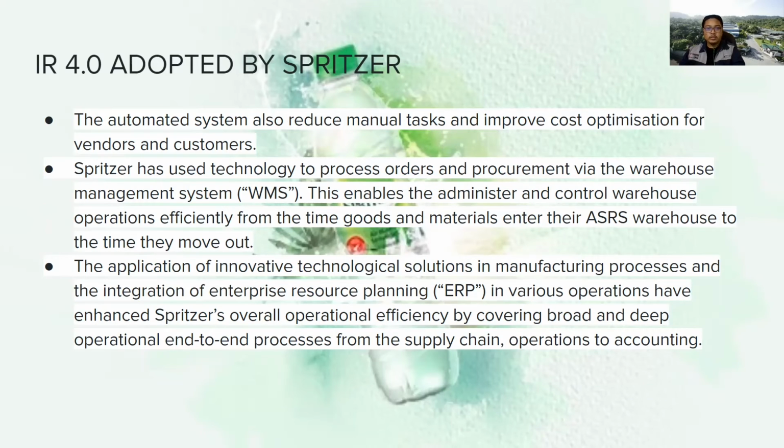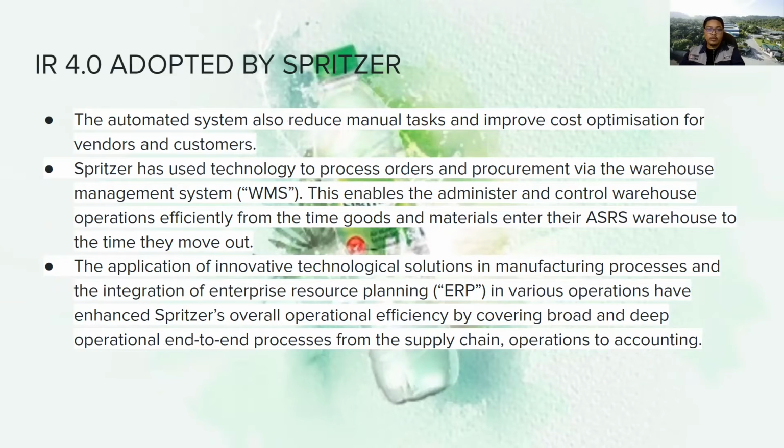Spritzer has used technology to process orders and procurement via their warehouse management system (WMS). This enables the administrator to control warehouse operations efficiently from the time goods and materials enter the ASRS warehouse to the time they move out. The processes within the WMS, as opposed to the conventional system, enable faster turnaround time and increased cost savings.